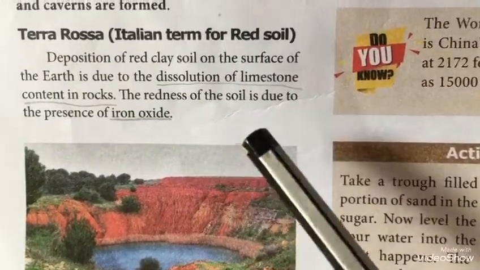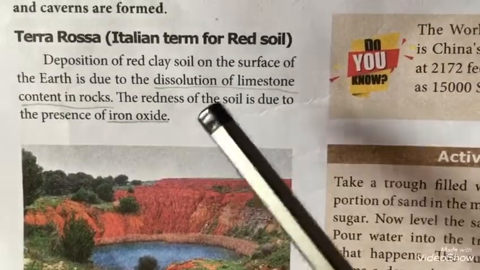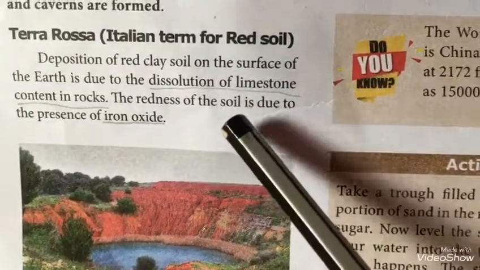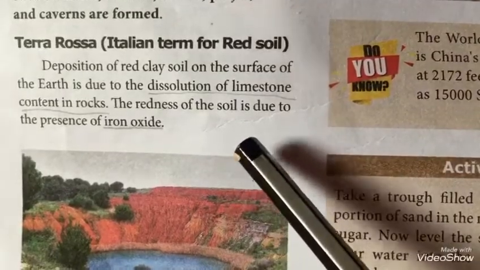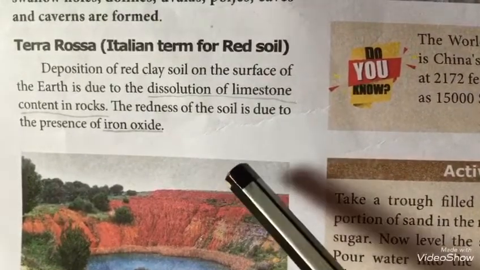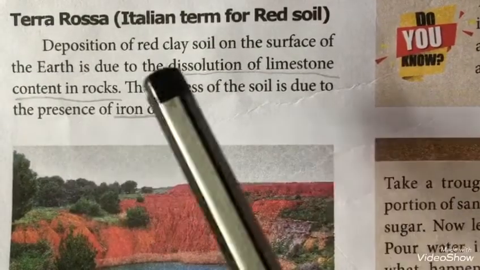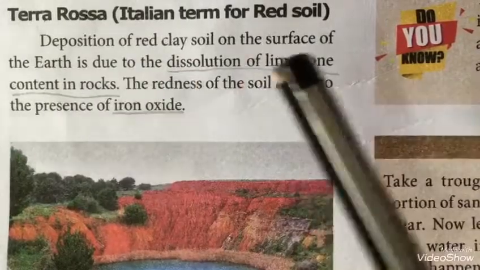Terra Rosa, Italian term for red soil. Deposition of red clay soil on the surface of earth is due to the dissolution of limestone content in rocks. The redness of the soil is due to the presence of iron oxide. Terra Rosa is an Italian term. The meaning of Terra Rosa is red soil.